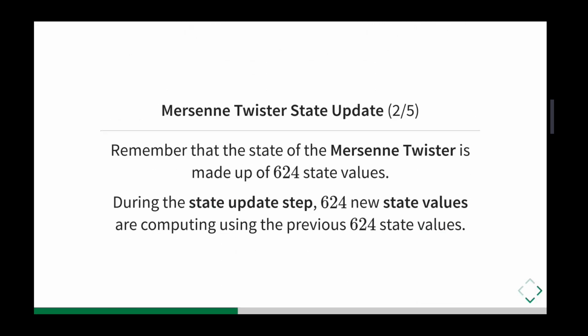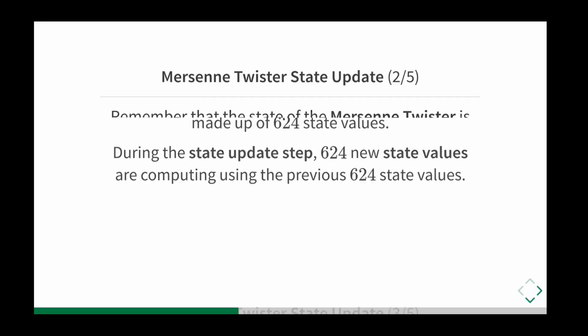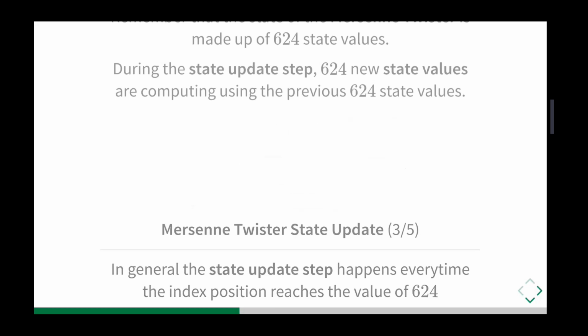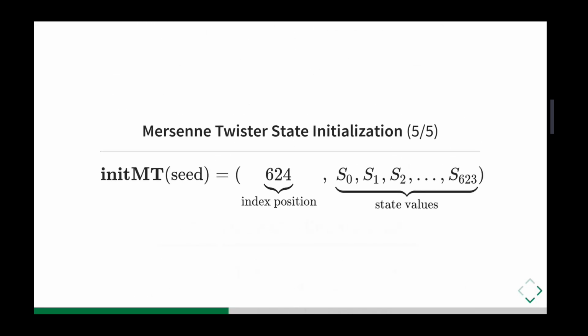What do I mean? Remember that the Mersenne Twister is made up of 624 state values. This means that during this state update step, I'm updating all of them to new values, all at the same time. In general, the state update step happens every time the index position reaches the value of 624. So this index is keeping track of when I need to update the entire state. And since the initialization sets it to 624, the next time it immediately resets.